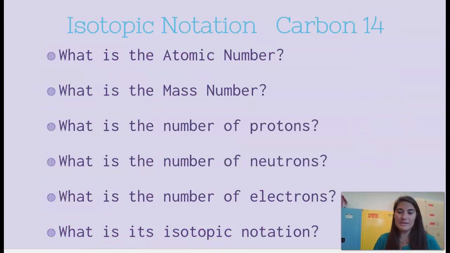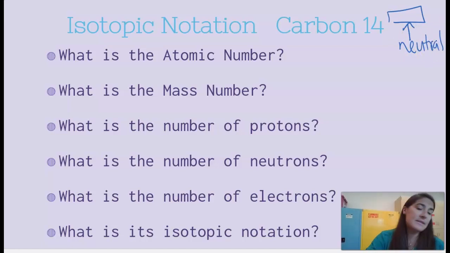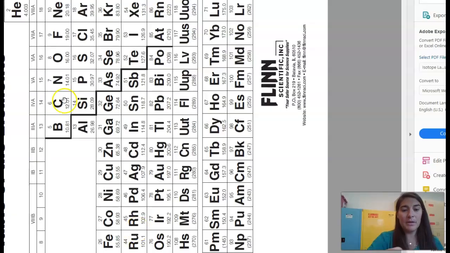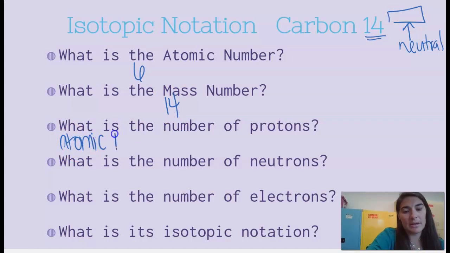All right, so here is another one. So I'm telling you that it is carbon 14, again, because there is nothing written up here, right? Then we know it's neutral. Okay, and so we go with it. So the atomic number, so we know that we have element carbon. Carbon, the symbol is C, it's element 6, so its atomic number is 6. The mass number, right, it's given right here in the name, is 14. The number of protons, again, that's the same as your atomic number. And so that's going to be 6.